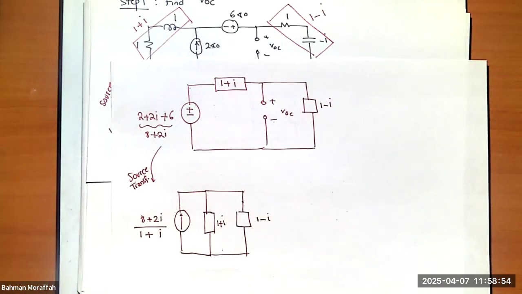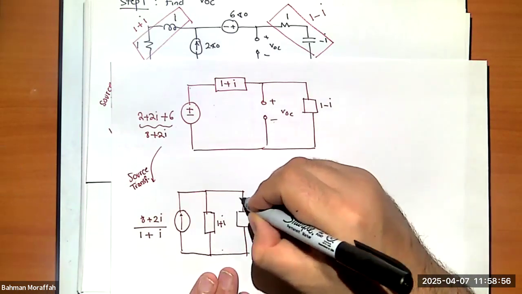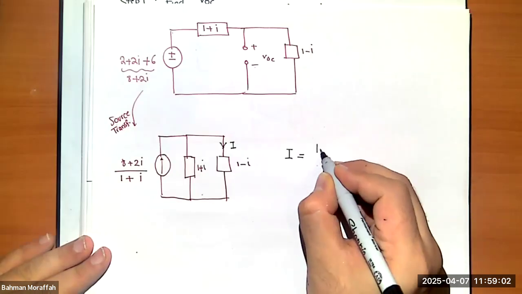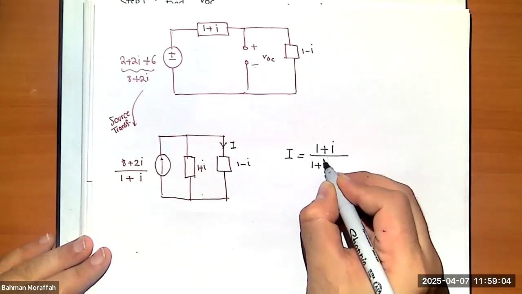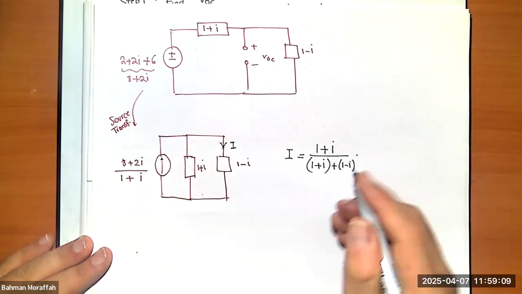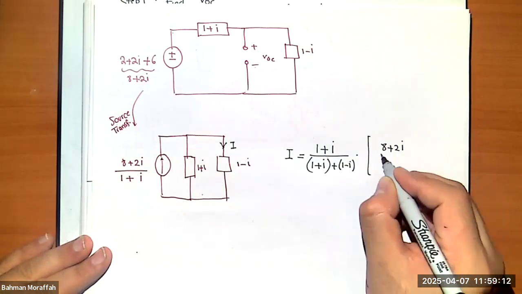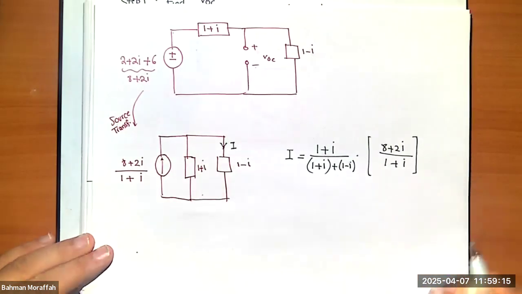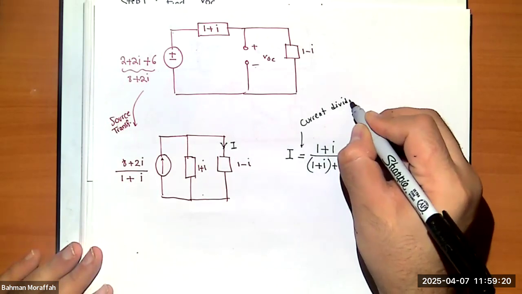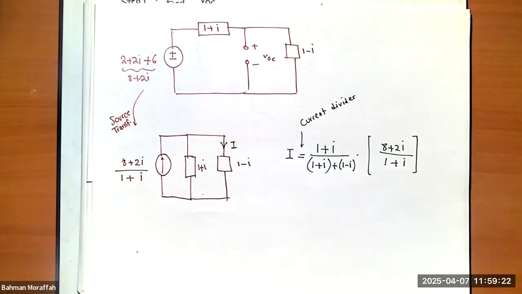Now I'm going to do the current divider. I'm going to find this I. What is this I? I is 1 plus I divided by 1 plus I plus 1 minus I times my current source, which is 8 plus 2I divided by 1 plus I. Right? This is a current divider. You with me? Yes.